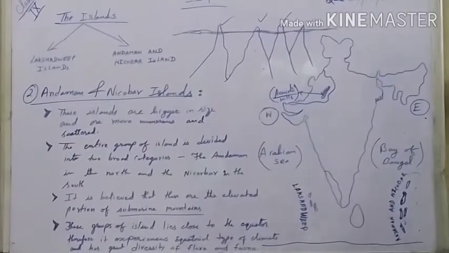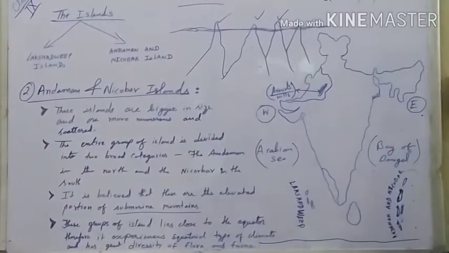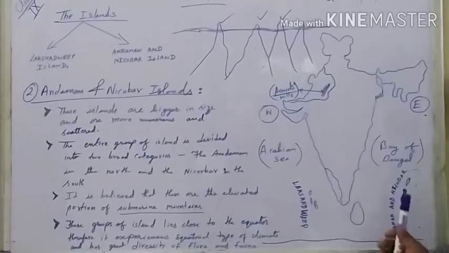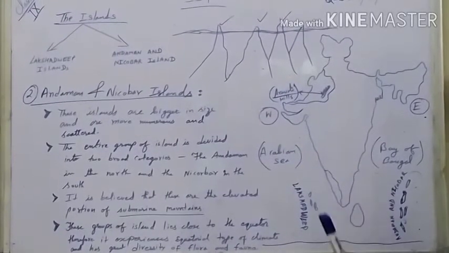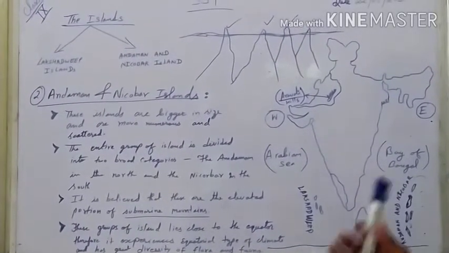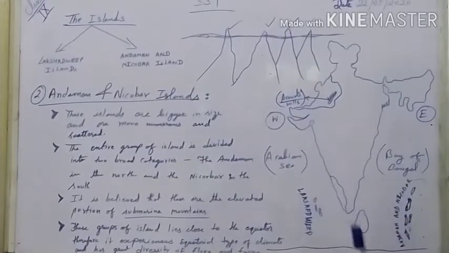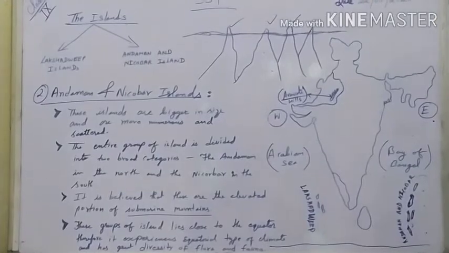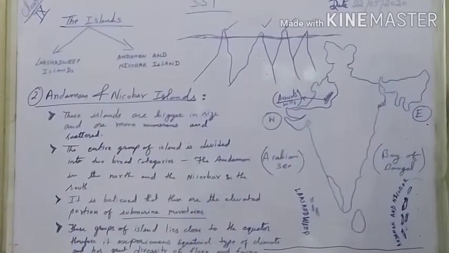Okay, and there is a great diversity of flora and fauna available in the Andaman and Nicobar Island, as well as we have also learned that it is available in Lakshadweep Island. I mean to say that both the islands have great diversity of flora and fauna. Okay, I hope you understood this concept.